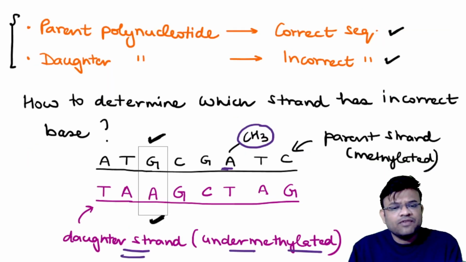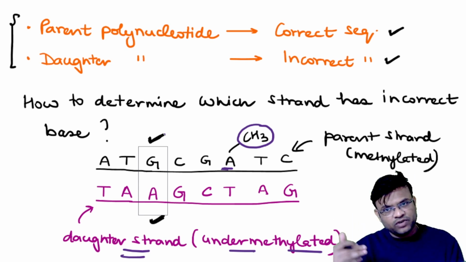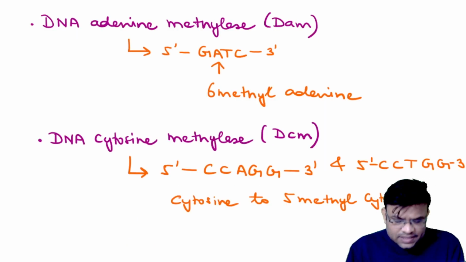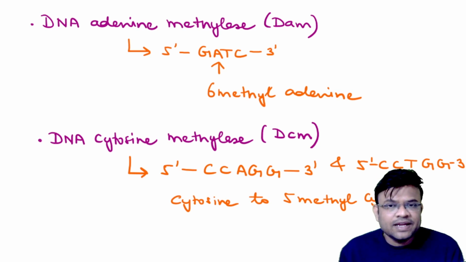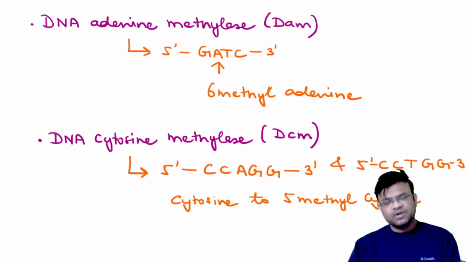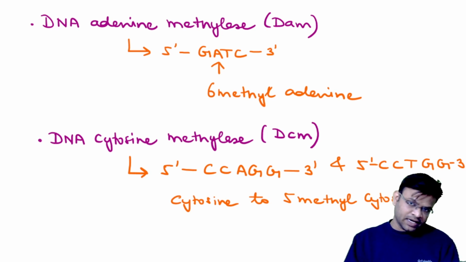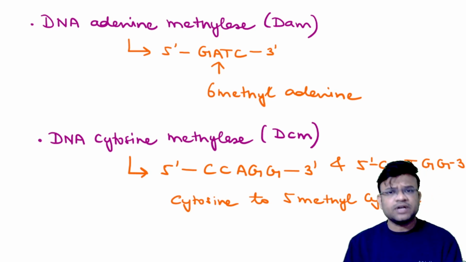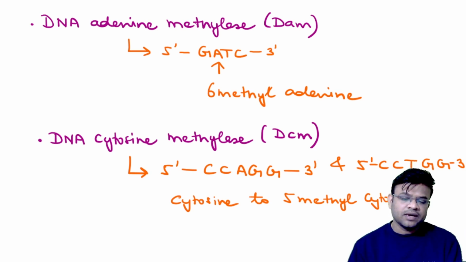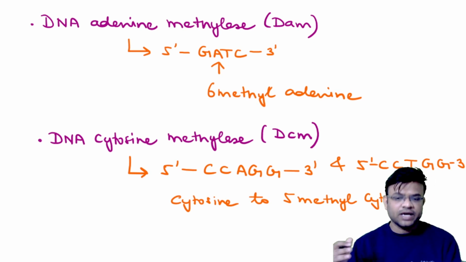Okay, now we have understood this slide. In this I have just told you how you will identify the parent strand and how you will identify the daughter strand. Now understanding which adenines will be methylated is important. Always remember that it's not the case that all the adenines on the parent strand would be methylated. No, actually there is a particular sequence, and this sequence is identified by particular enzymes.